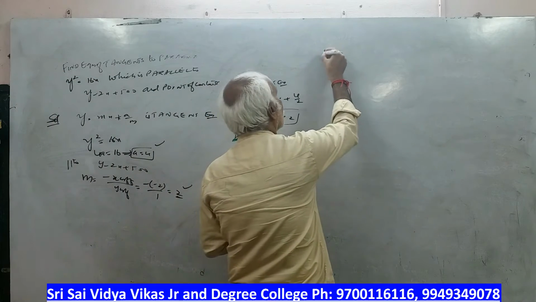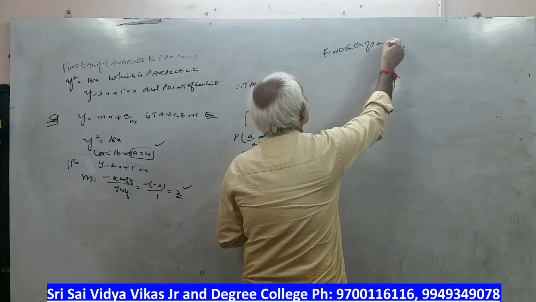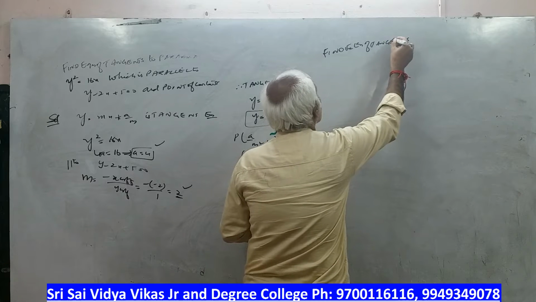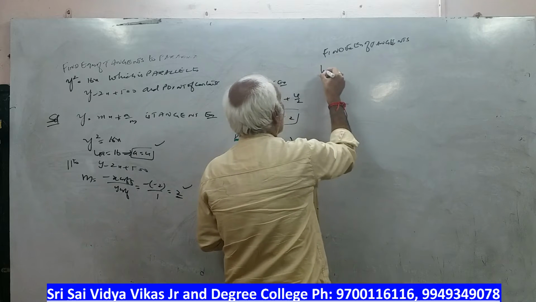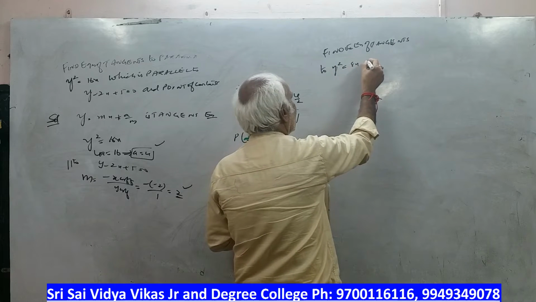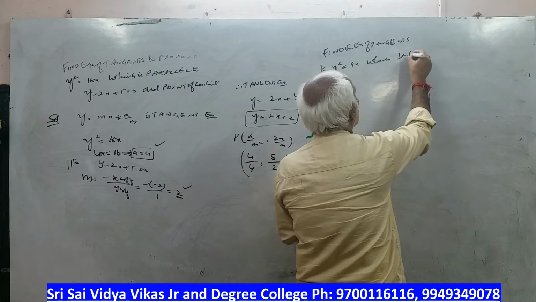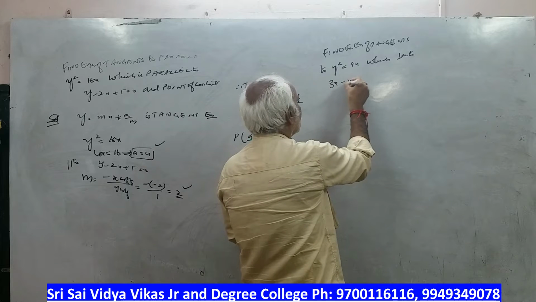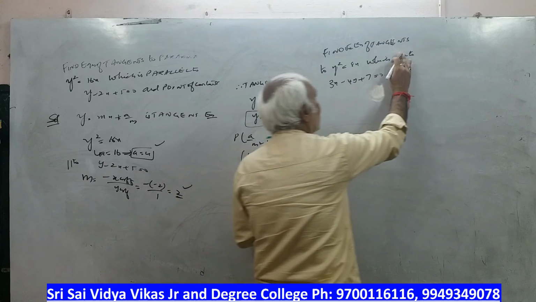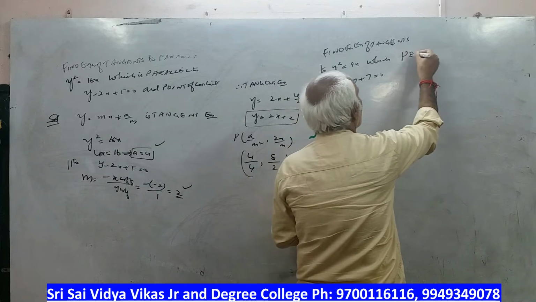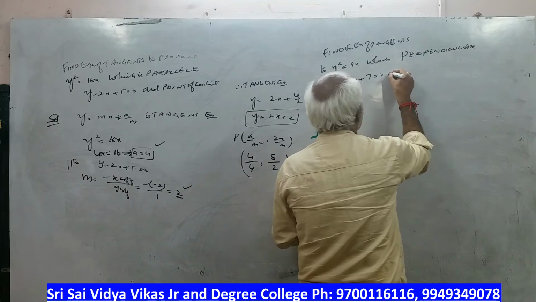Next, find the equation of tangents to parabola y square is equal to 8x, which are perpendicular to 3x minus 4y plus 7 is equal to 0. Now here tangents which are perpendicular, and find point of contact.